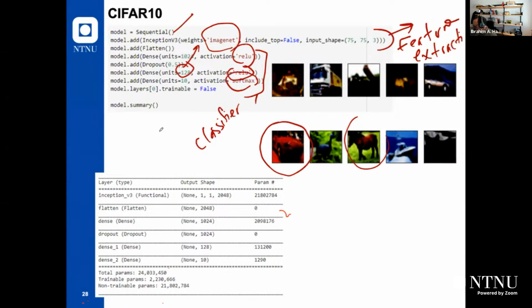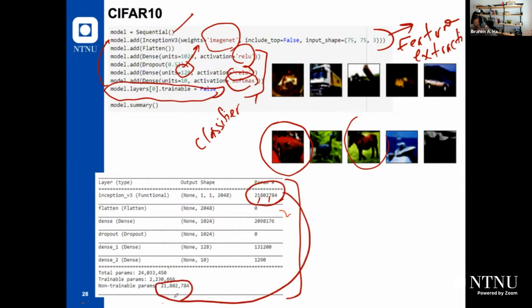This is the model summary. You will get this table. Remember also model.layer 0 trainable equal false. This is very important because we will freeze the feature extraction part of the model, it will freeze those parameters. The parameters of the inception module are this large number. Can you read it? Yes, it's 21,802,784. So it's 22 million parameters, and it's frozen. So this number will be non-trainable, correct?